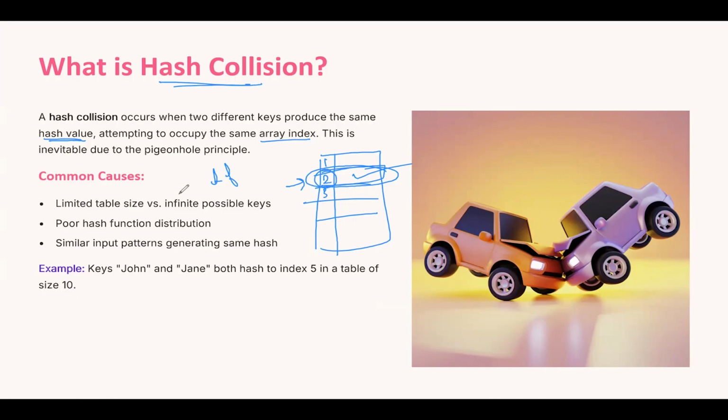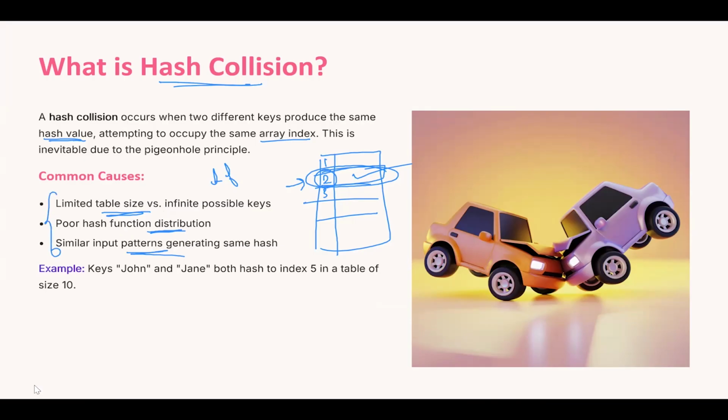What is the reason for this? One is limited table size. Your table is very small and you have a lot of data to store. Another is poor hash function distribution. The hash function chosen is not good, so it repeatedly generates the same values, and similar input patterns generate the same hash. For example, if you use the division method with a table size of 5 and constantly give 20 as input, obviously it is going to generate the same value. So these could be the common causes of hash collision.